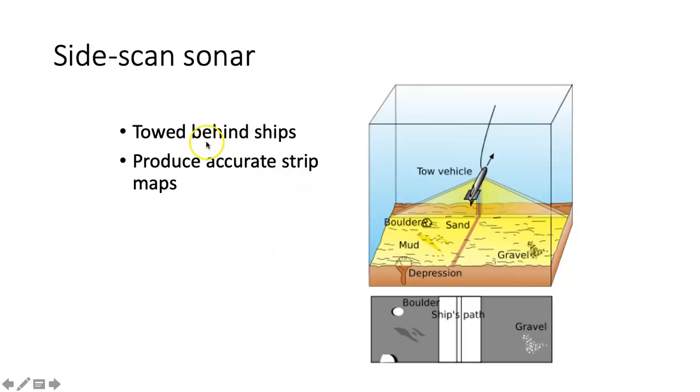A side scan sonar is towed behind ships. It's on a rope, and it creates very accurate maps, but they're just stripes of maps. It doesn't map the whole ocean. But this is extremely accurate. So this is a bridge that collapsed and fell to the bottom of a river, and the image was made by sound. Very precise, accurate to 1 meter.